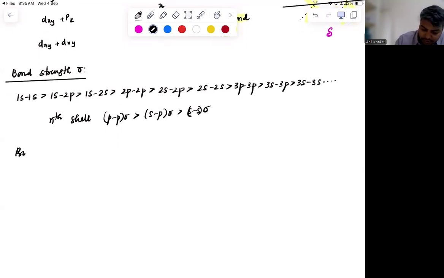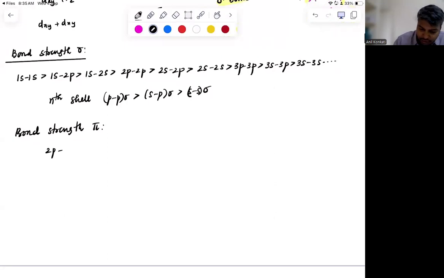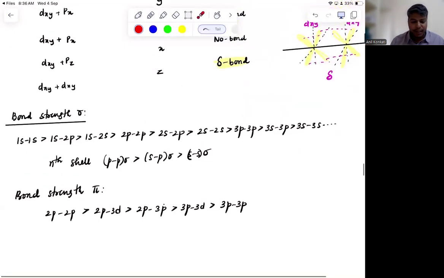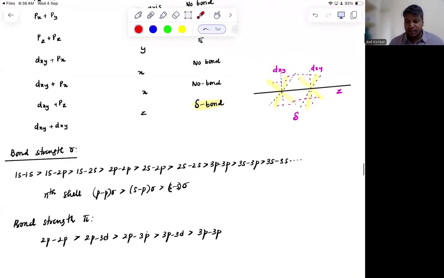Next, bond strength of pi bonds. If you notice, 2p and 2p will have more bond strength compared to 2p3d, compared to 3p3p, compared to 3p3d, compared to 3p and 3p and so on. Clear? This is the bond strength which you will notice. Please make sure that you are aware of these bonds, how they are formed, everyone.